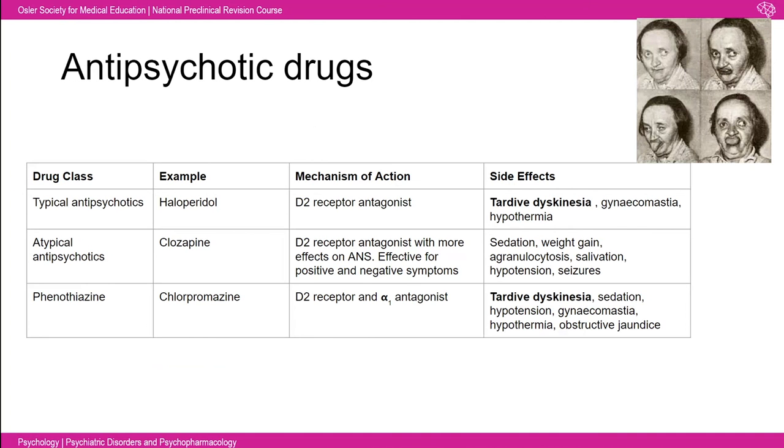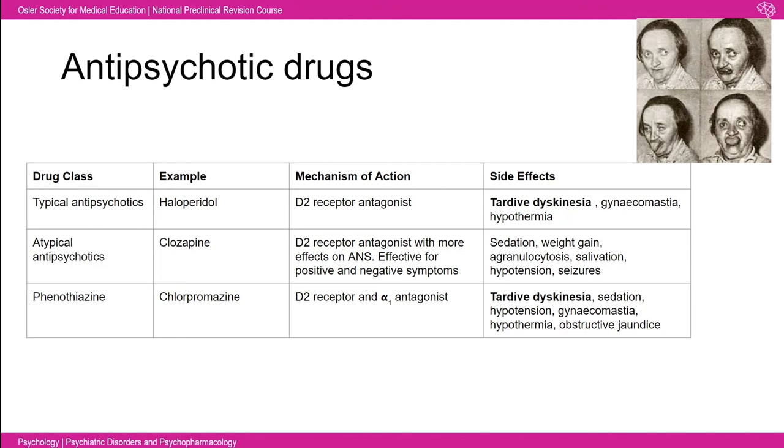So we're going to look at the antipsychotic drugs. As we were discussing earlier, you have your typical antipsychotics, which are the old ones, and your atypical antipsychotics, which are your new ones. Haloperidol is a typical antipsychotic. It affects the D2 receptor by blocking it. One of the main side effects of this is tardive dyskinesia, which you can see in the picture here. And then also gynecomastia, which is the development of breasts in men, as we were discussing, and hypothermia.